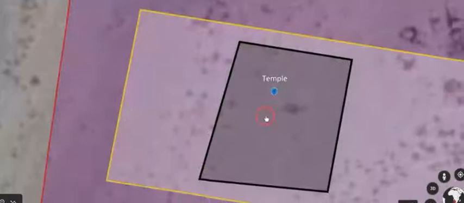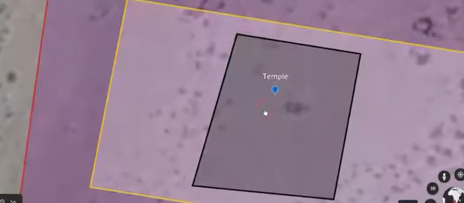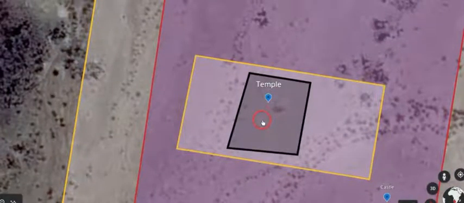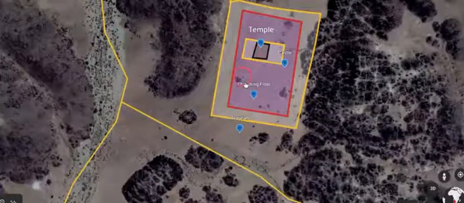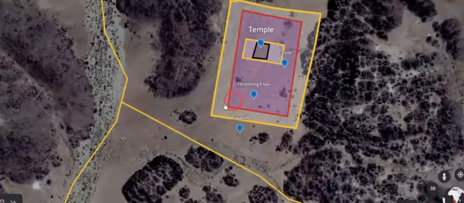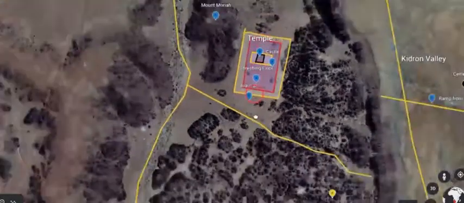And you are looking at fulfilled prophecy. As Christ said, there will not be one stone on top of the other, and that's what you're seeing here. Prophecy fulfilled. This is where the temple was. The temple was built on the threshing floor of Araunah. And he was a real historical person.